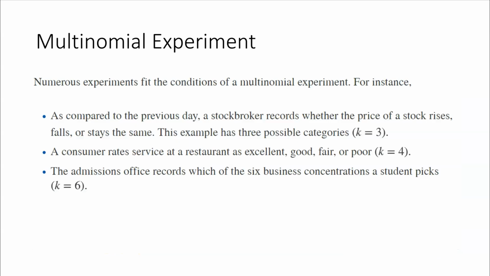So let's just look at some examples. Maybe we're comparing to the previous day. A stockbroker records whether the price of a stock rises, falls, or stays the same. So those are the 3 categories. Maybe we're rating a restaurant as excellent, good, fair, or poor. So we've got 4 different ratings. That's multinomial. Or the admissions office records which of the 6 business concentrations a student picks.